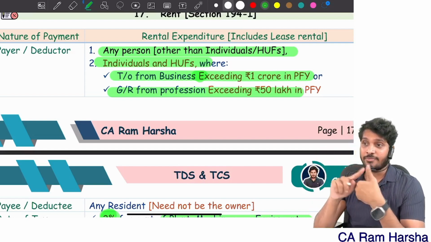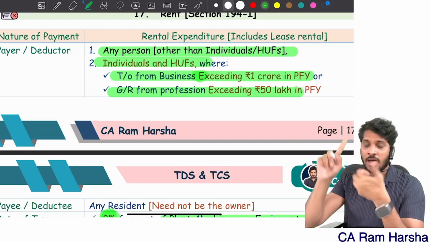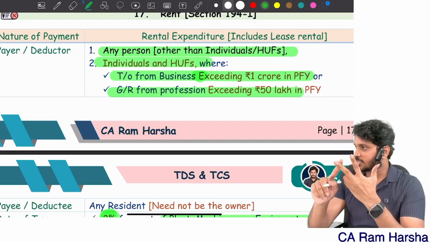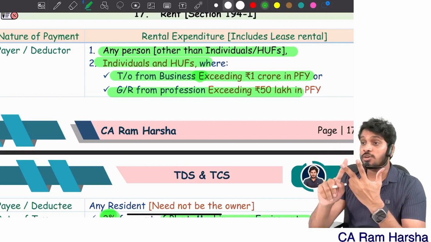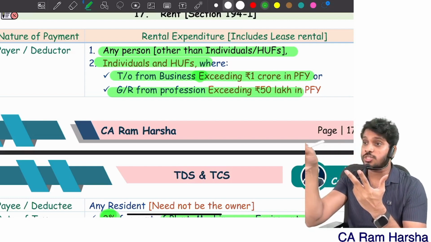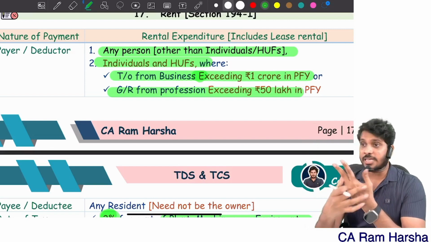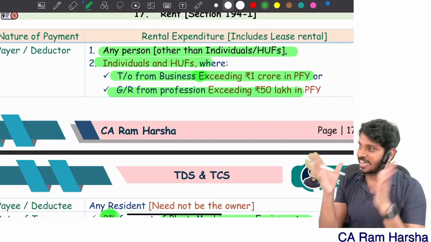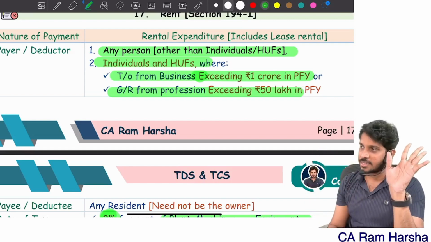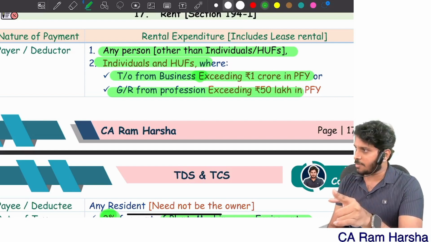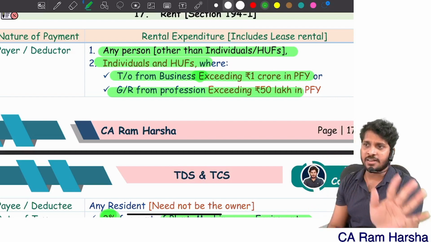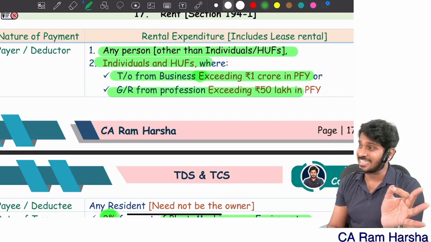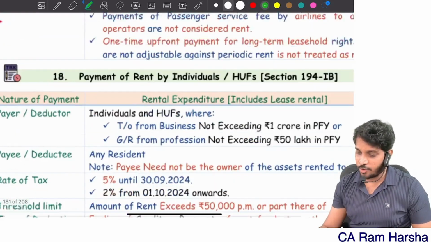Once again: 194A, C, H, I, J, R, 206C subsection 1 TCS seller, and 206C subsection 1F seller of motor vehicle or notified goods. Notified goods is newly added in the latest Finance Act. In these 8 sections, the person liable for TDS or for collecting TCS must be the same. Any person other than an individual and HUF will be liable only if the turnover in the preceding financial year is more than 1 crore, or gross receipts in the preceding financial year are exceeding 50 lakh. That's it. Section 194I is mostly over.